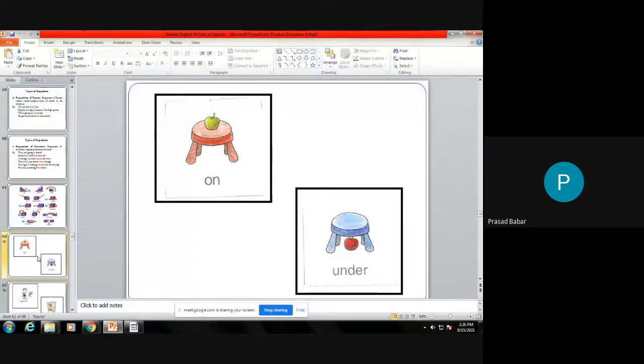There is an apple. They have put that apple on the table, so on will be the proper preposition for this picture. On table, okay, on stool. Then in the next picture there is the apple which is put under the table. That is why under is the proper or suitable preposition we can use for this picture.